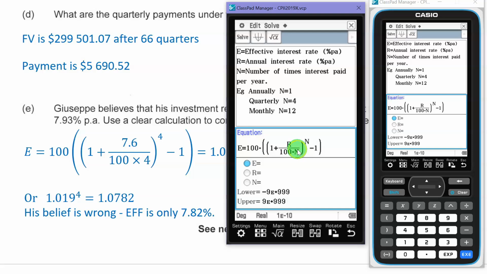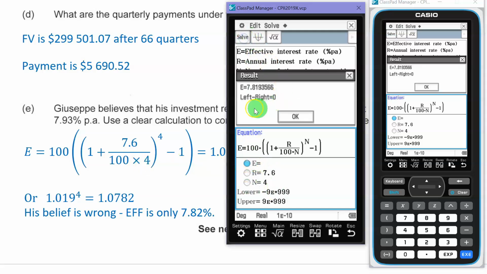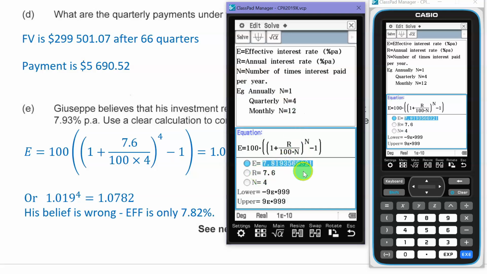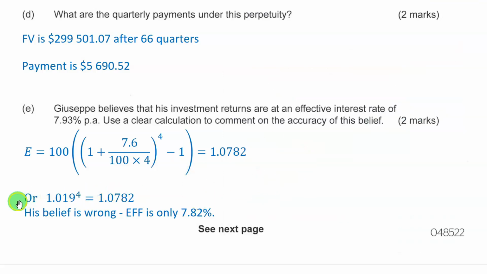So to convince the examiner to give me the marks, we're basically going to write this formula down over here on our bit of paper. Only where we get to R, we'll put in 7.6 as the interest rate, and N will go in as 4 up here, and N of course downstairs here as 4. And then when we tap solve, here it is again, 7.82%. Or if you thought you could just take the original multiplier and raise it to the power of 4, you'll realize we get the same thing. Either way, his belief is wrong. We'd say the effective rate is only 7.82.